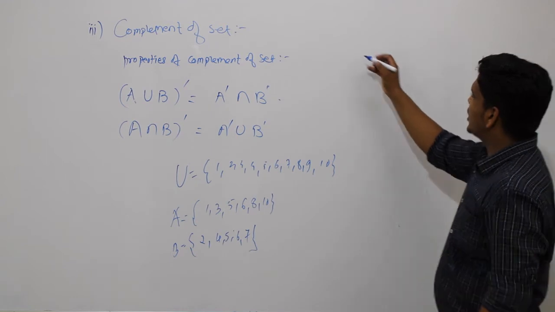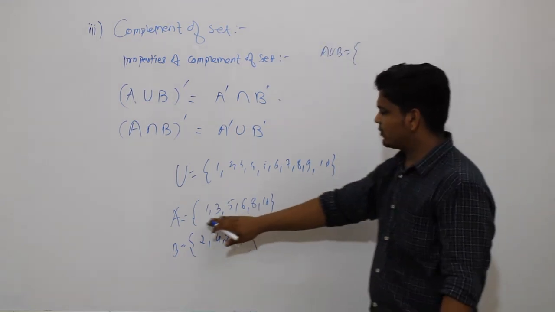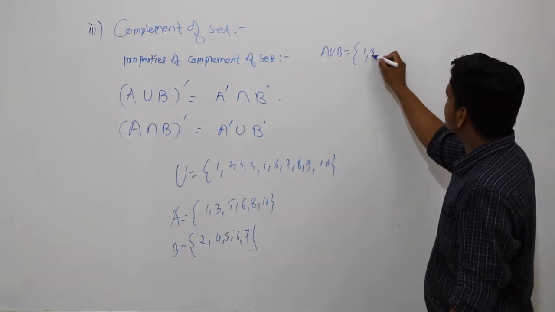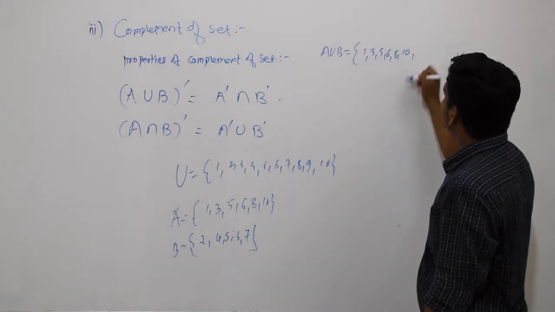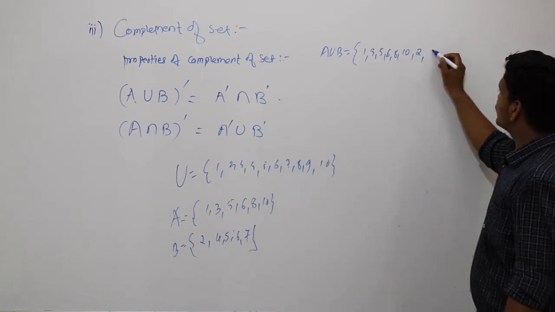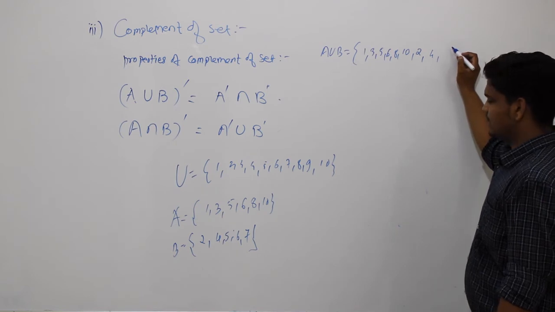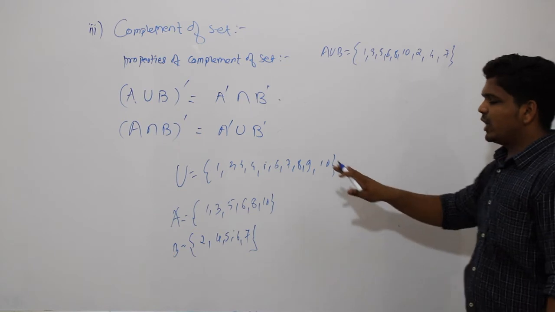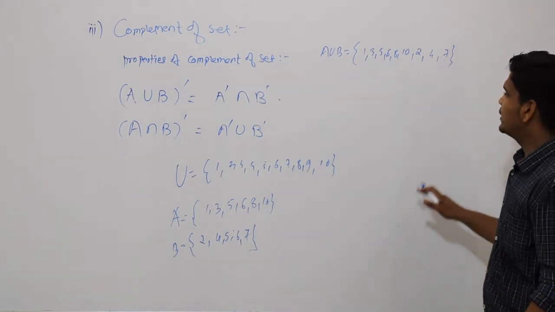Now first I will take A union B. What is my A union B? A union B is nothing but the elements of A and the elements of B. I will take the elements of A first: 1, 3, 5, 6, 8 and 10. Then I will take 2 since it is not there. Is 4 there? No, 4 is not there. 5 is there, 6 is there, 7 is not there, therefore I will consider it. So A union B is the elements of A and elements of B, but not taking the common elements twice.